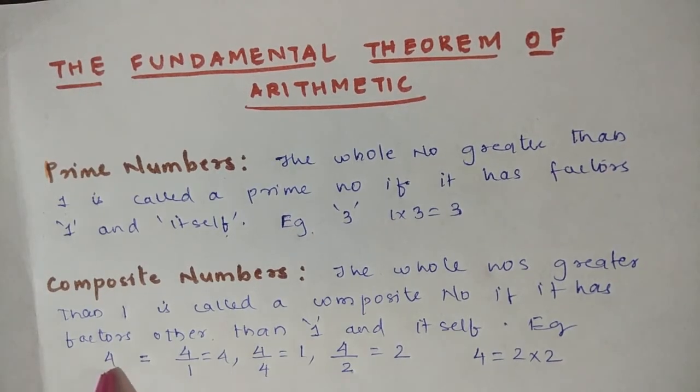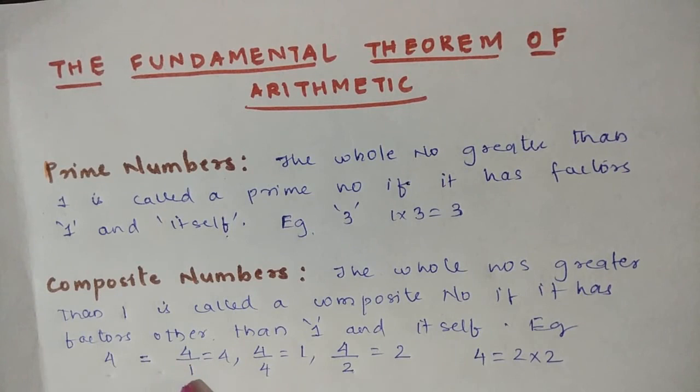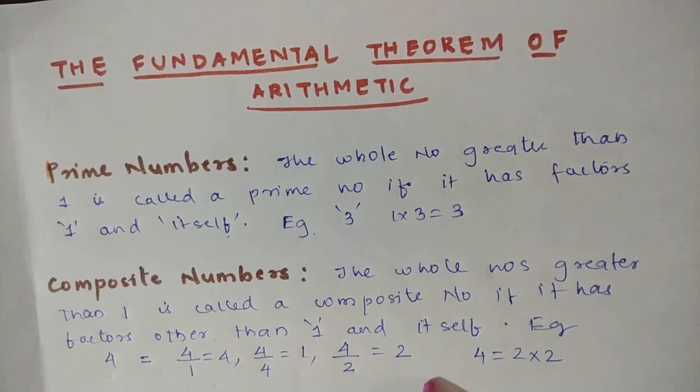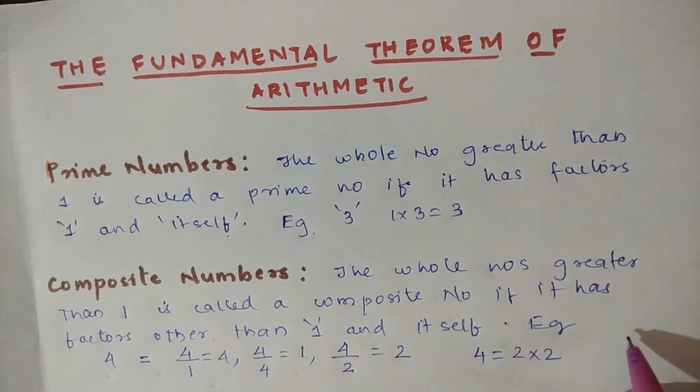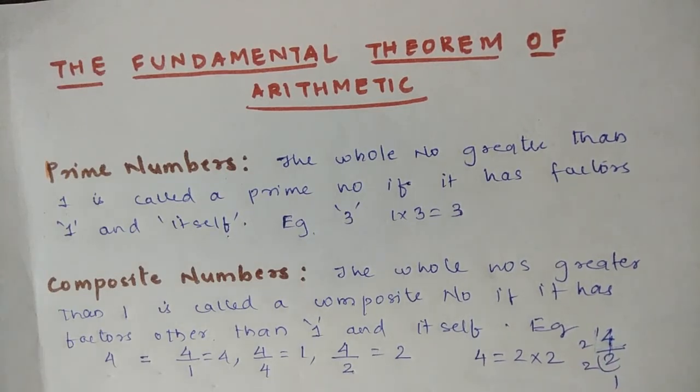We see that 4 divided by 1 is 4, 4 divided by 4 itself is 1, and 4 divided by 2 gives 2. So 4 is a multiple of 2 into 2, and 4 times 1. So the factors of 4 are 1, 4 and 2. Other than 1 and 4 itself, it has one more factor, that is 2. Hence we call 4 a composite number.